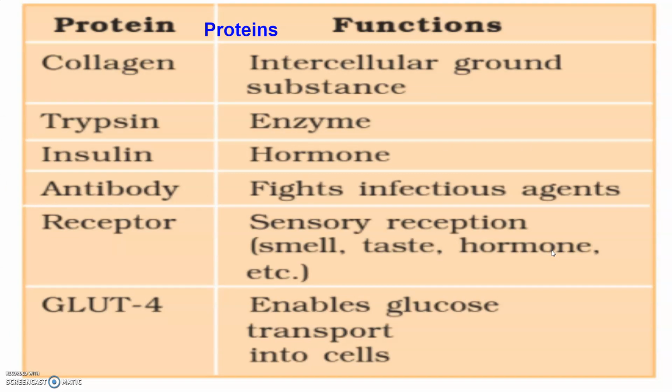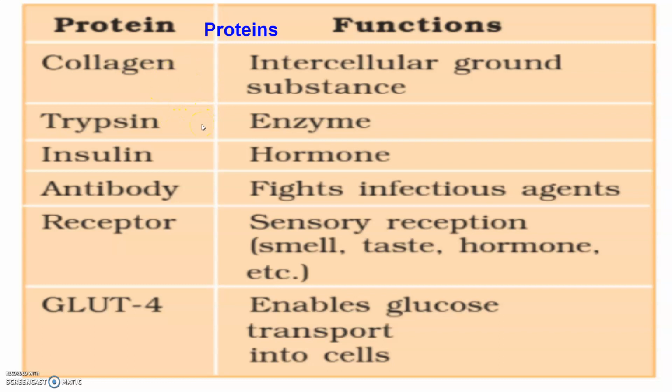Proteins. When we come to proteins, they are polypeptides. Polypeptide means many peptide chains together form the protein. They are linear chains of amino acids which are linked by peptide bonds. Each protein is a polymer of amino acids. There are 20 amino acids: alanine, cysteine, proline, tryptophan, etc. And a protein is a heteropolymer and not a homopolymer.